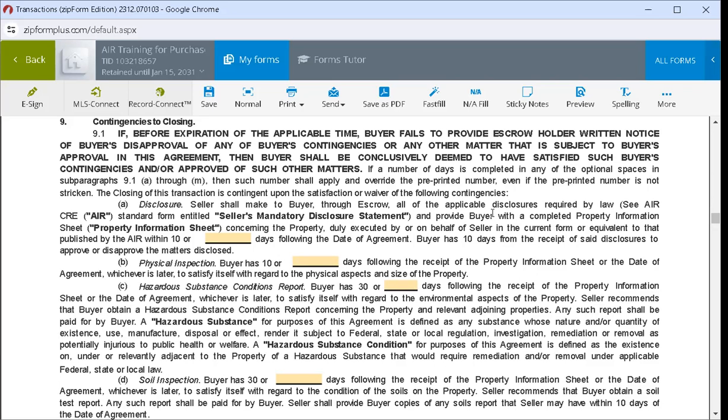I wouldn't recommend going over a week because some of these we need to kick off the days on, you'll see down here on some of these. So, physical inspection. The buyer has 10 days, or you can amend the days if you feel you need longer, following the receipt of the property information sheet. That's why that's so important. It's going to kick off the clock on this one and a few others. So if you need longer than 10 days, you can go ahead and amend it to satisfy itself with the physical aspects. And here we go, size of the property.